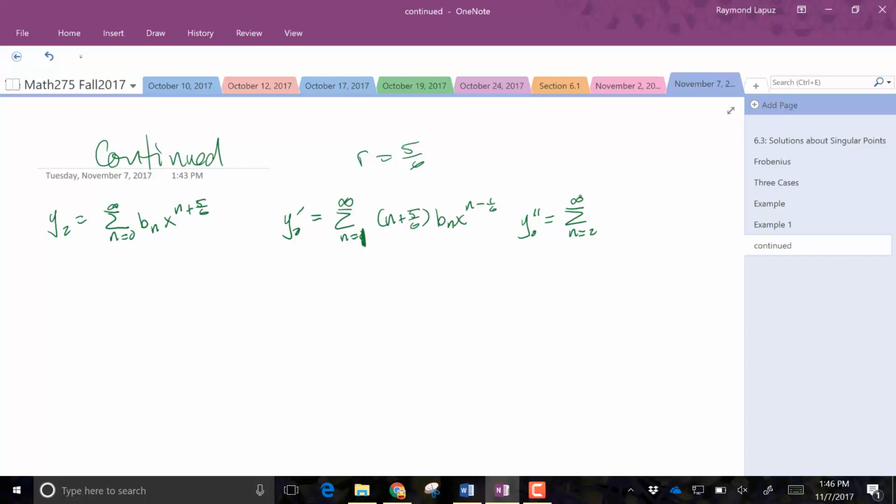I have to think if the index needs to shift. Let's write out a few of these terms. N is equal to 0. I have b sub 0, x to the 5/6, plus b sub 1, x to the 5/6 plus 1, which is 11/6.